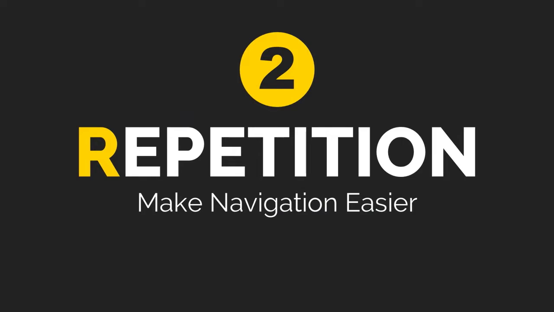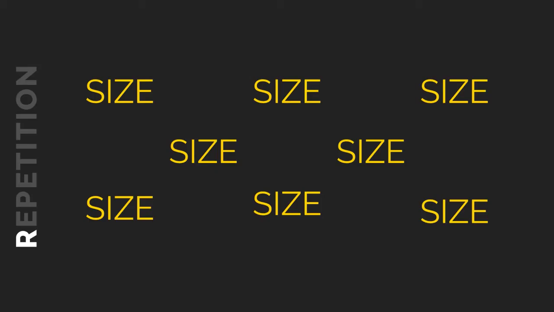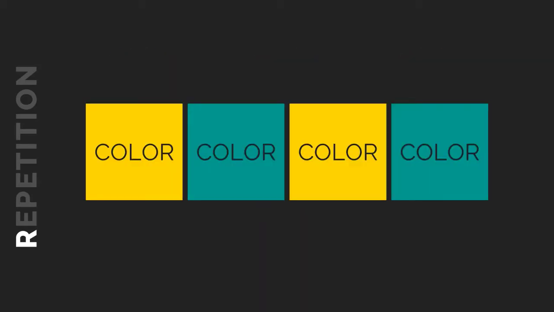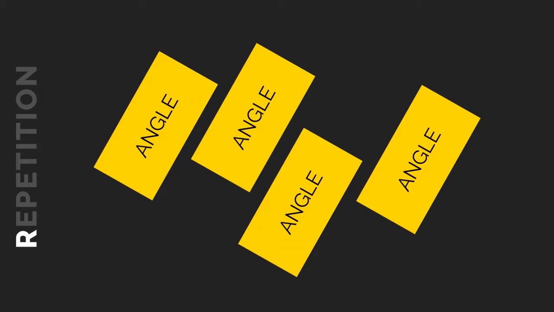Now, repetition is a way to remove contrast. We basically make navigation easier by repeating certain elements to create a theme or unity. It's really, really helpful to the eye to not have to worry about things that are contrasting for reasons that aren't really important. So you can have repetition of things like size, shape, color, or angle.